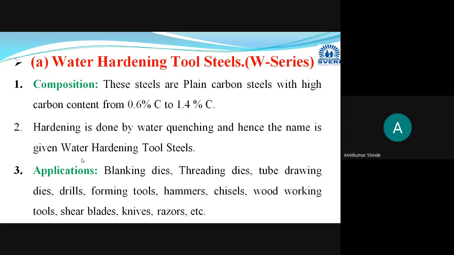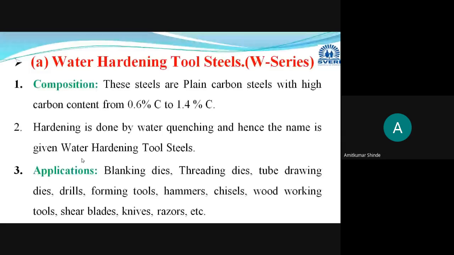Okay, seven names they will provide you from this total chapter. Seven types of steels they will ask you, and you have to write their composition, properties, applications, and if any subtype is there, you have to mention that there. Okay, now we will discuss firstly water hardening tool steel.